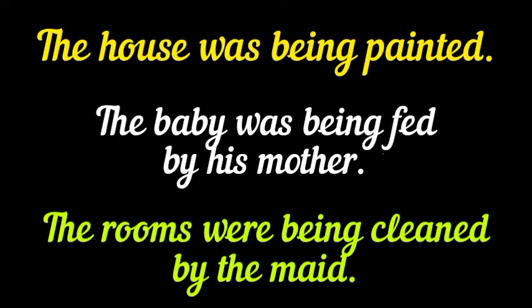The rooms were being cleaned by the maid. Here the verb were being cleaned is in past continuous tense passive voice. In all these sentences, the subjects, the house, the baby and the rooms, are the receiver of the action. And as you can see, in all these sentences, we have used the passive structure of the past continuous tense.